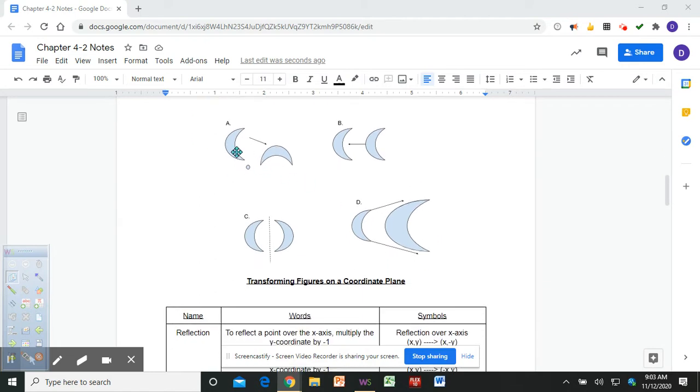So here's some more examples. This would be a rotation. This would be a translation. This would be a reflection. And this would be a dilation. Notice how it gets bigger.